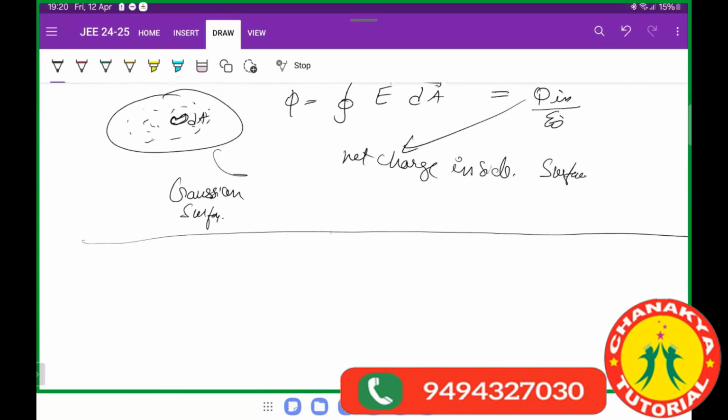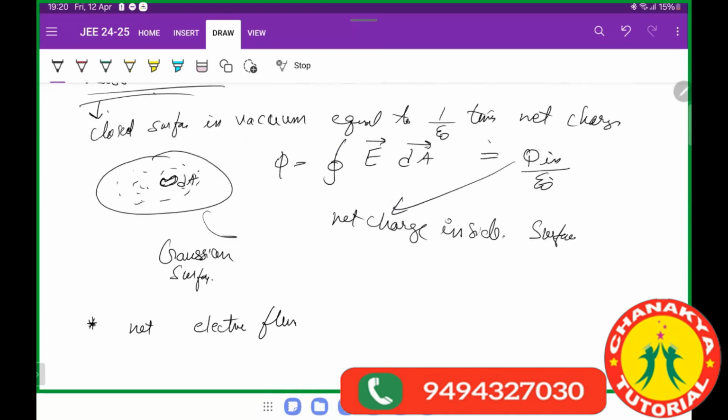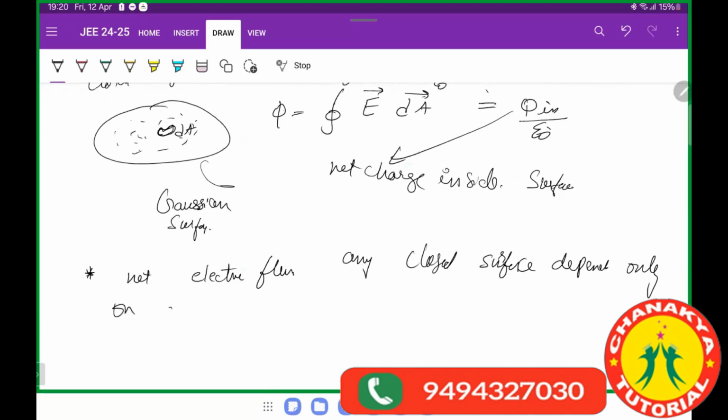Okay. In this one, some points to remember: the net electric flux, meaning the total electric flux through any closed surface, depends only on the charge inside that surface.